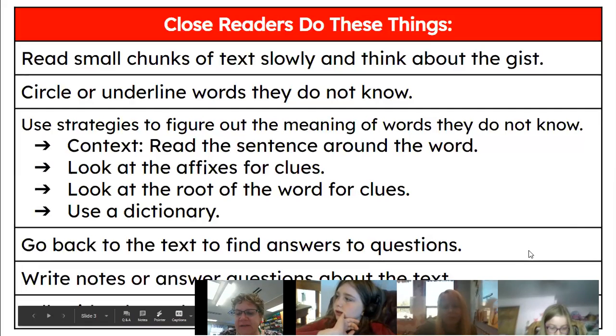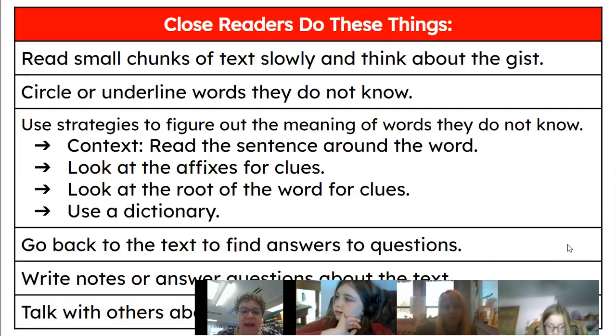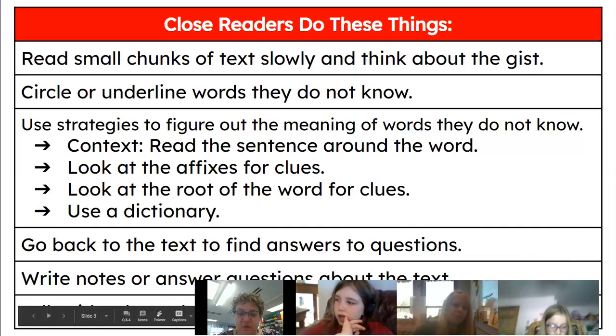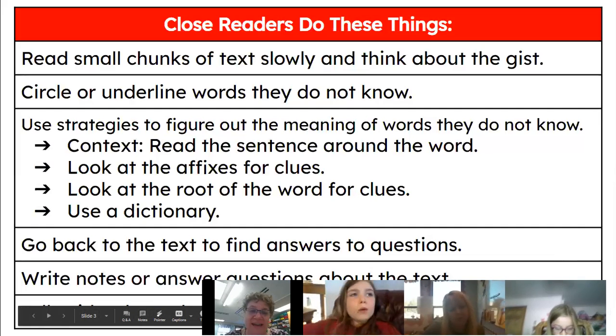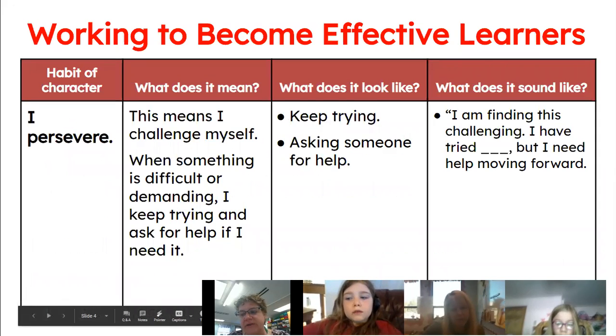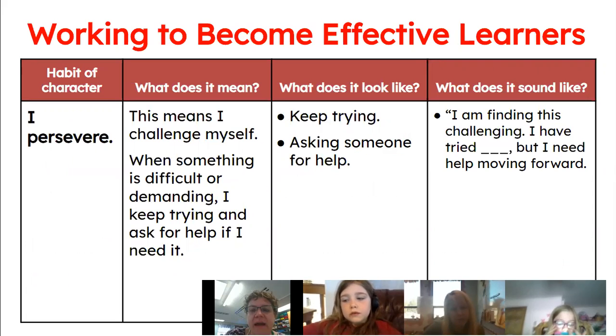Go back to the text to find the answers to questions. Today, you have some questions, and I'm going to ask you to always go back to the text and explicitly find the answer to the question. And then we also have times where we write notes or we answer questions about the text. That's today, for sure. You're going to show me what great readers you guys are. And then normally we talk about the answers we find, but today we're going to be independent with our work. And so we won't be talking to others about our answers. Working to become effective learners.